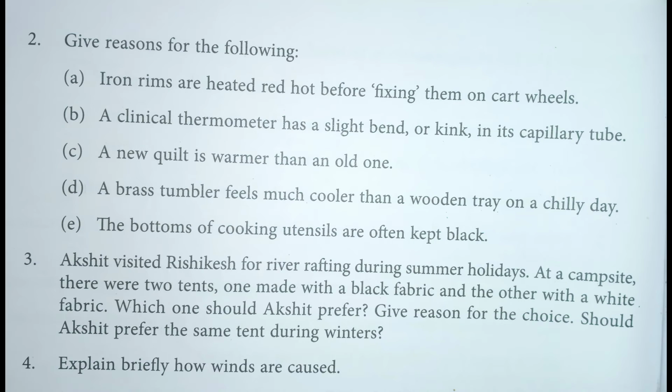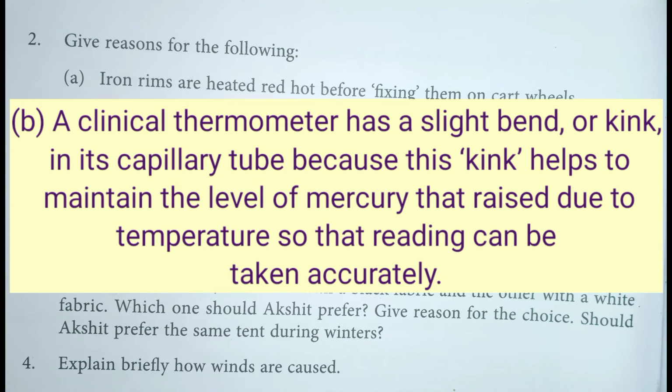B. A clinical thermometer has a slight bend or kink in its capillary tube. Answer. A clinical thermometer has a slight bend or kink in its capillary tube because the kink helps to maintain the level of mercury that raised due to temperature so that reading can be taken accurately.